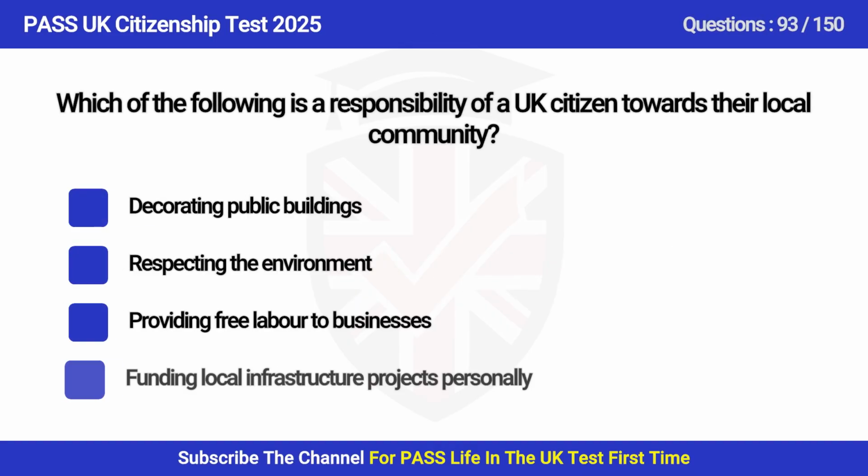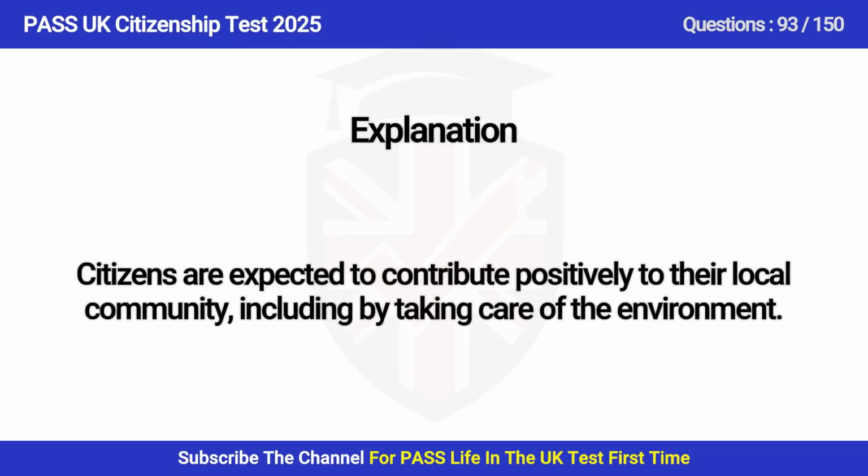Question 93. Which of the following is a responsibility of a citizen towards their local community? A. Decorating public buildings, B. Respecting the environment, C. Providing free labor to businesses, D. Funding local infrastructure projects personally. Answer is B. Respecting the environment. Citizens are expected to contribute positively to their local community, including by taking care of the environment.